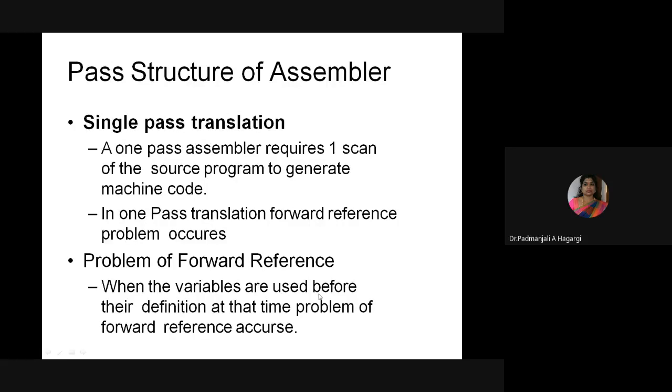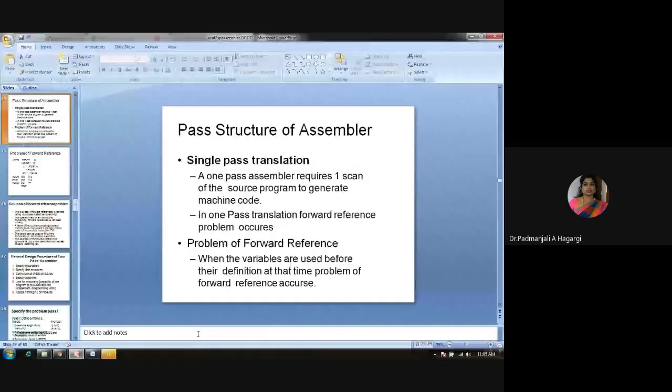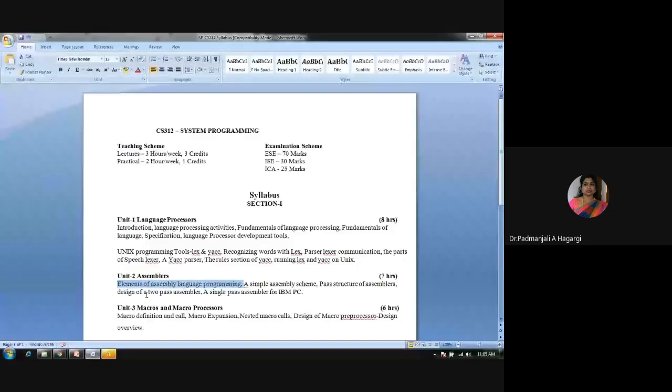Now the next part, which is the pass structure of the assembler. I'll show you how the pass structure of the assembler fits in the content of the syllabus. We have seen the elements of assembly language programming, and also the assembly language scheme. In that scheme, I showed you an example of an assembly language program, and how it generates the two types of tables during the analysis and synthesis phase. That is the assembly language scheme. And today we will be seeing the pass structure of the assemblers.